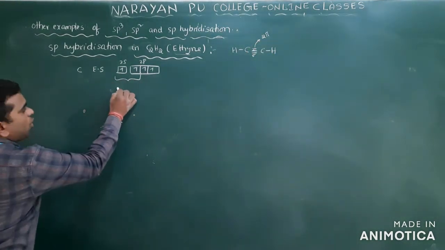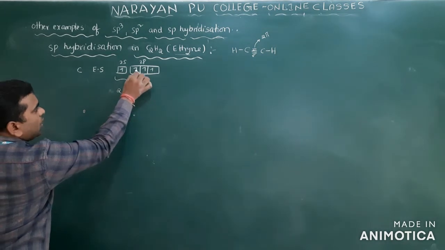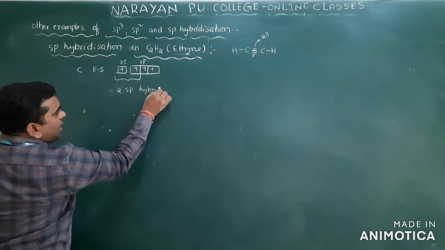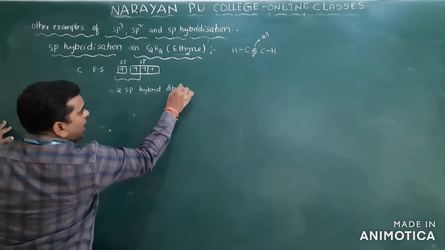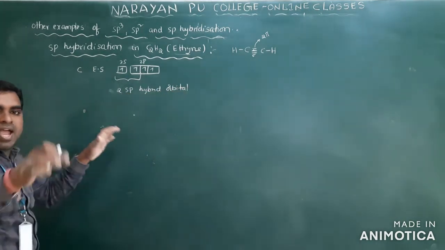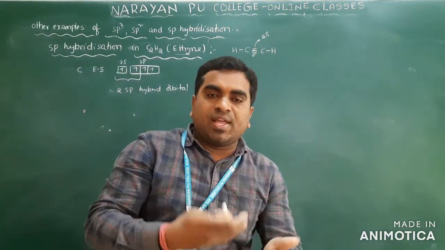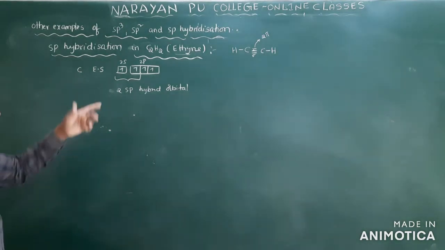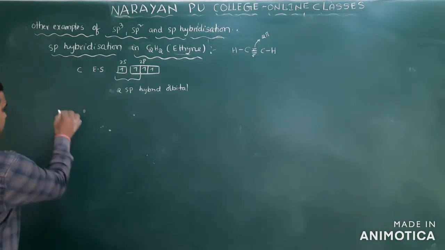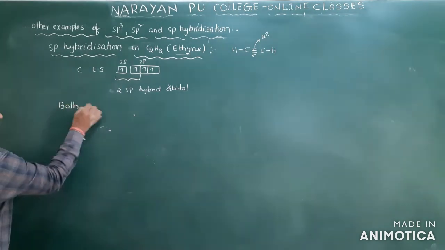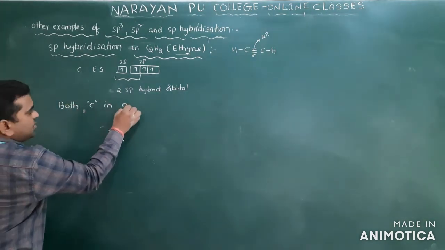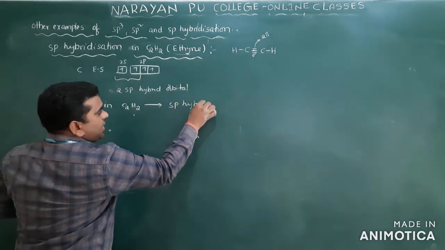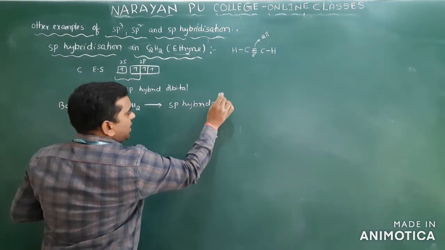So now, how many orbitals will we get? You will get two, one s and one p. So that's why two sp hybrid orbitals will be formed, and these two sp hybrid orbitals are involved in the sigma bond formation. Clear here? So now, two carbons are there. Both carbons in C2H2 undergo what? Sp hybridization.